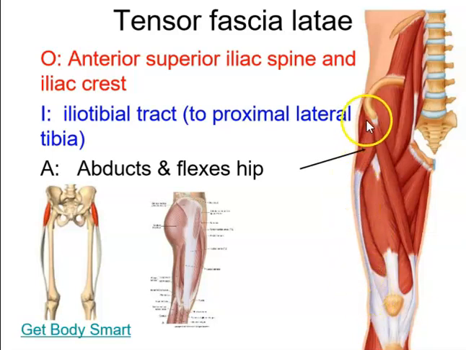So here we have the tensor fasciae latae at the superior part of the IT band, and here is that iliotibial tract that goes to, again, the proximal lateral tibia. Its action, the tensor fasciae latae, is to abduct, so meaning it brings the thigh away from the midline. So abduction and flexion of the hip.